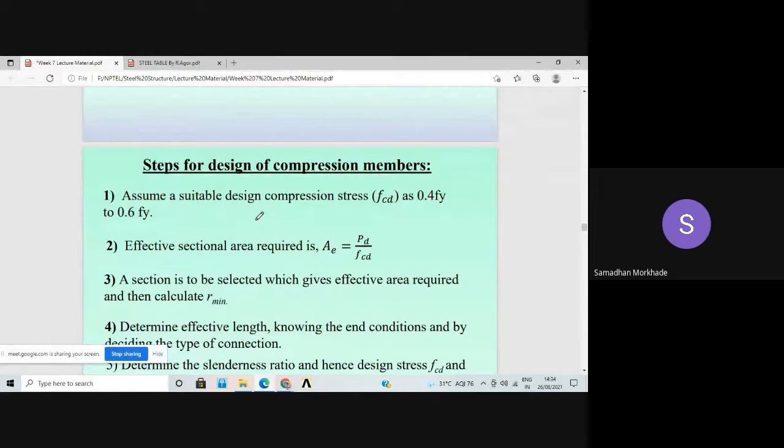And we have to show that whatever section we have selected is sufficient to carry the given load in the example, that the load has been carried safely without failure by that section. Okay, that procedure is called the design procedure. To start somewhere, we have to initially assume some things, because design is a trial and error procedure. So initially we have to assume a suitable design compressive stress FCD.